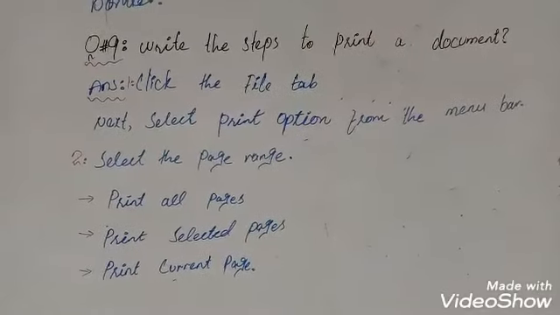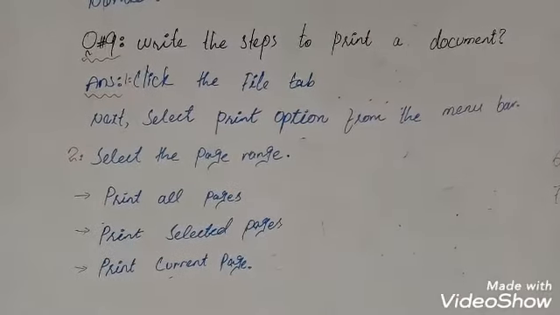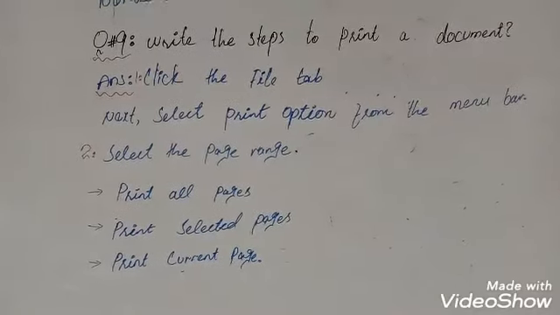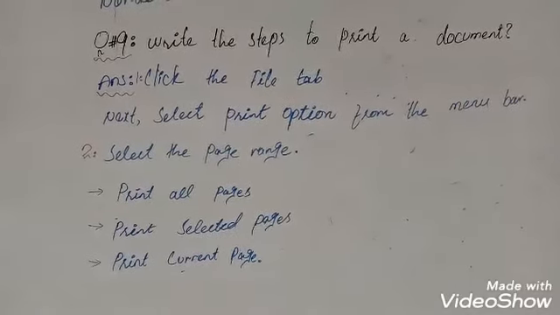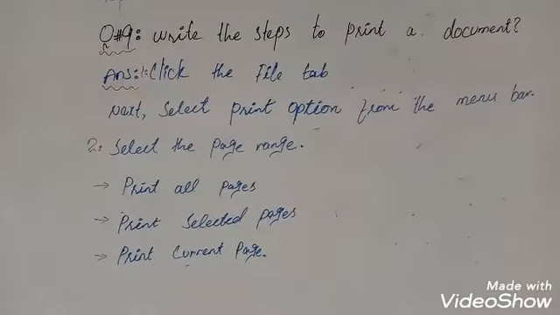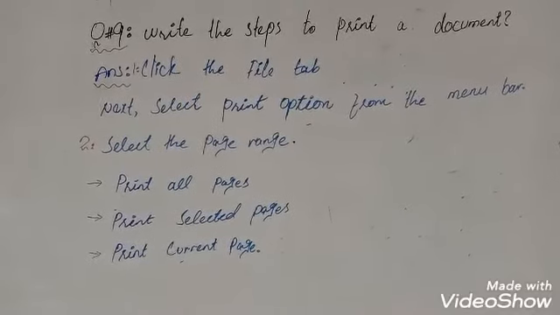Question number 9. Write the step to print a document. First step is click the file tab. Next, select print option from the menu bar. Second point is select the page range. Print all pages, print selected pages, print current page.